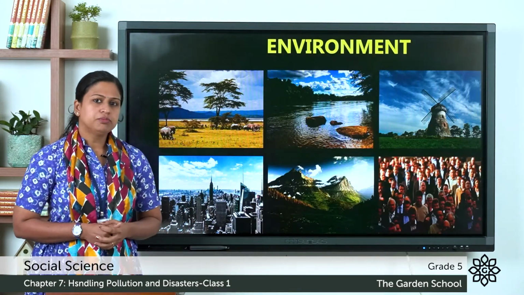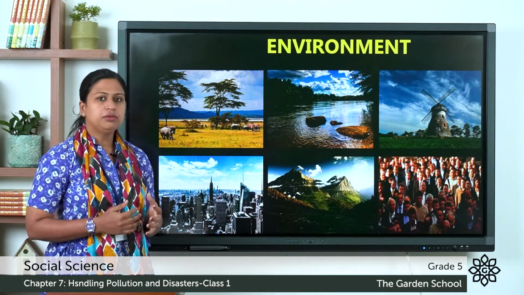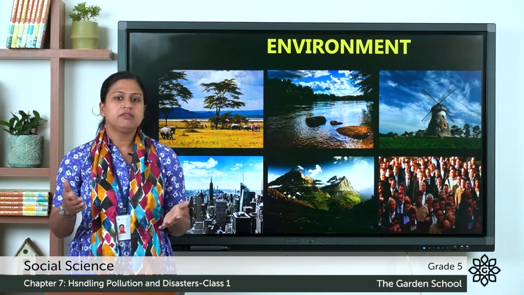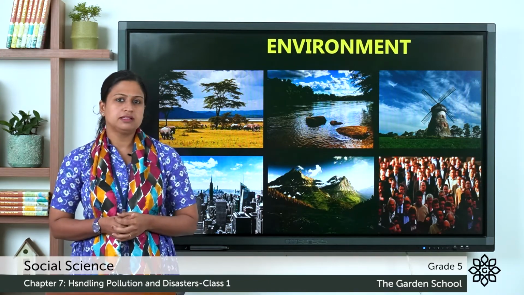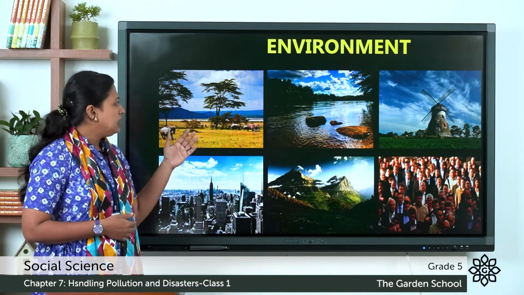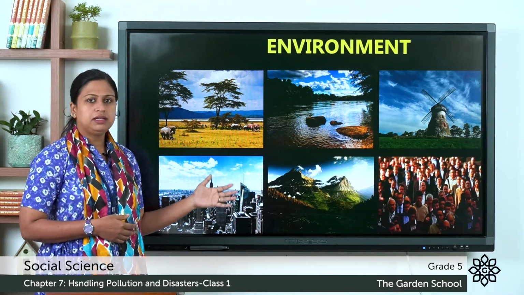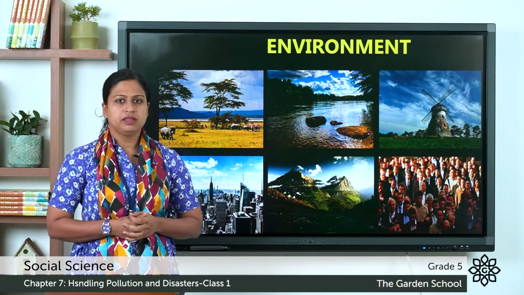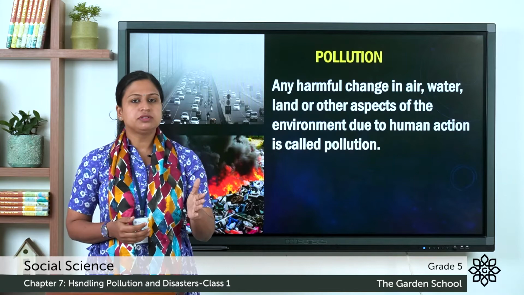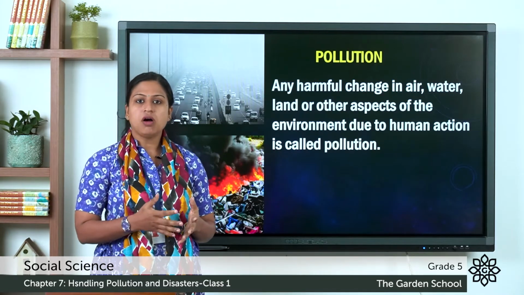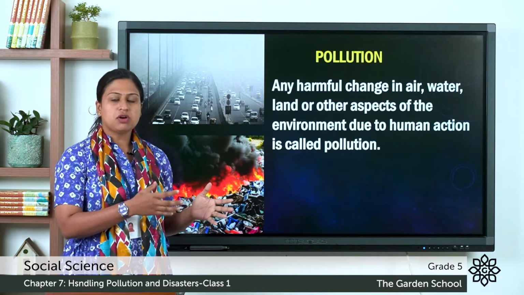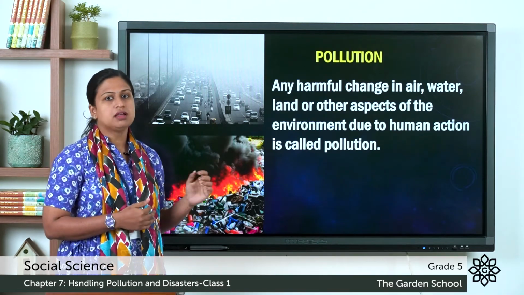Now before getting into pollution, let's see what you understand by environment. The surrounding place where we live, where all the living things live, is known as environment. It includes land, air, water, buildings, hills, mountains, everything. What is pollution? The harmful material which is introduced into the environment and that causes harmful change in air, water, land, which is caused due to human action, is known as pollution.